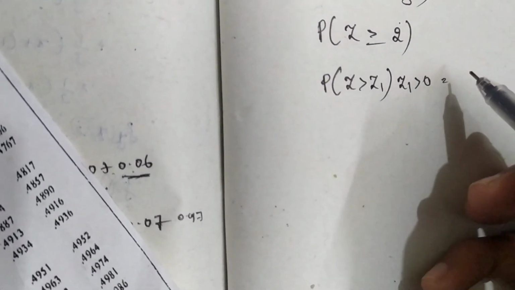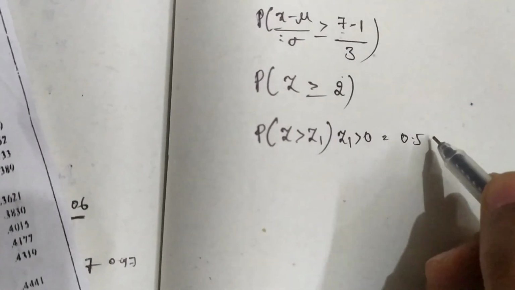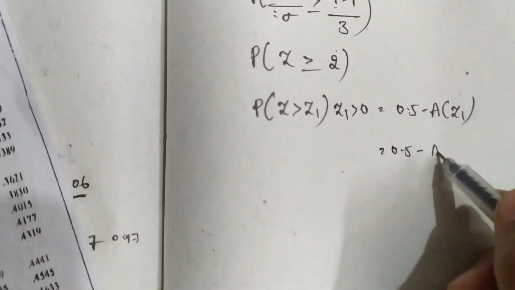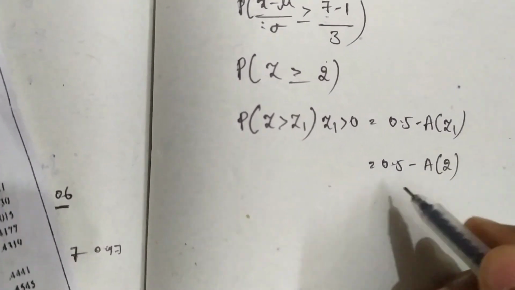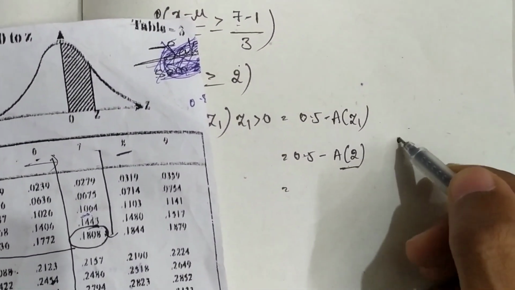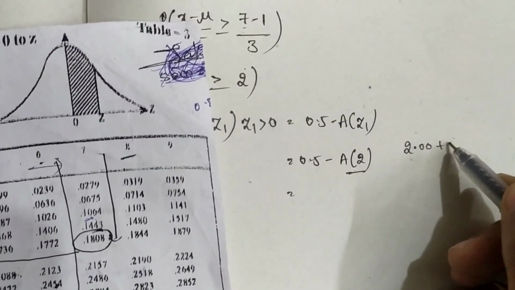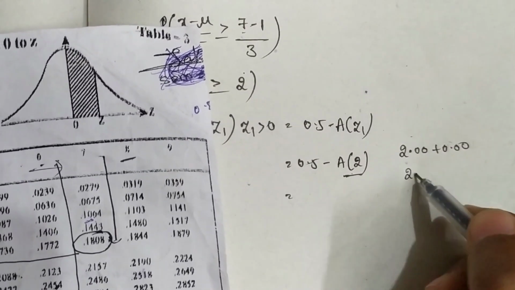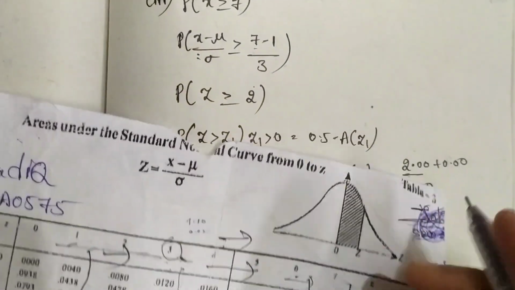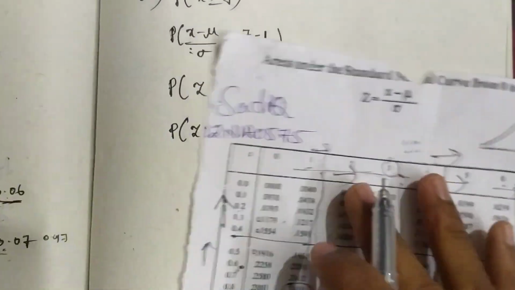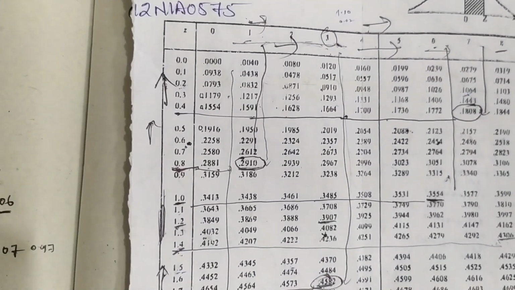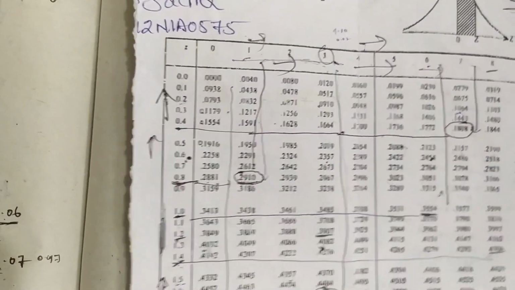Then we have the formula 0.5 minus argument of Z1. Here the Z1 value is 2. So we can write the argument of 2 like this: 2 plus 0.00, we get 2.00. This value we see row wise, and the 0 value we see column wise. You can see here the 2 value is here and the 0 value is here. The 2 and 0 intersecting value is 0.4772.